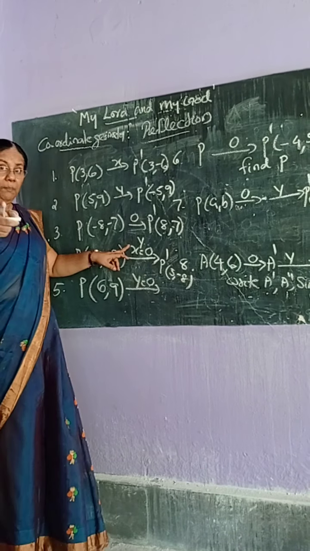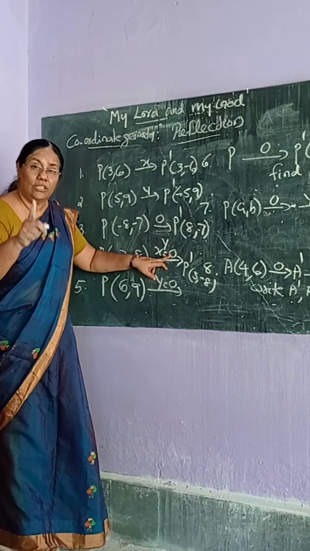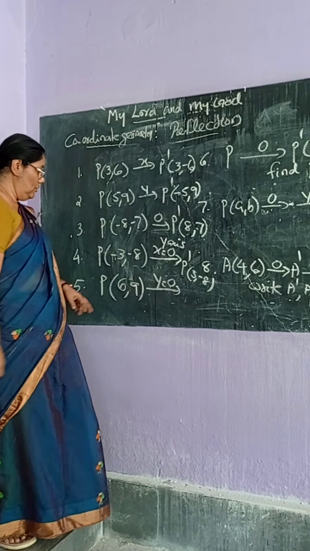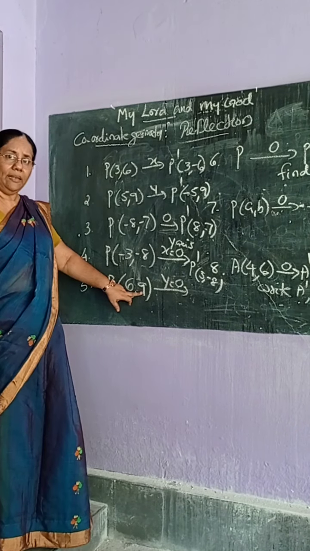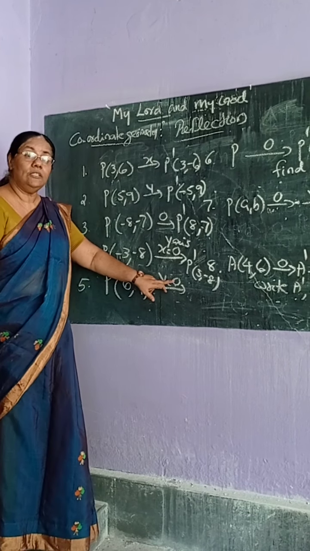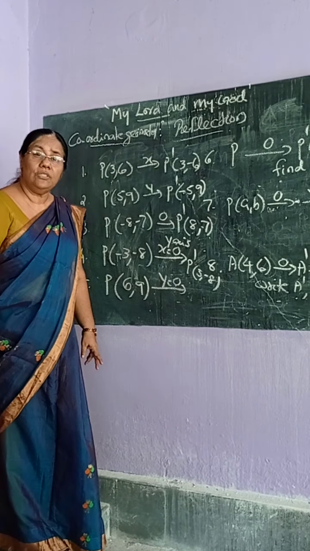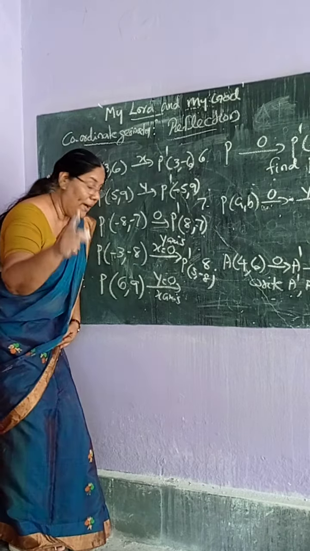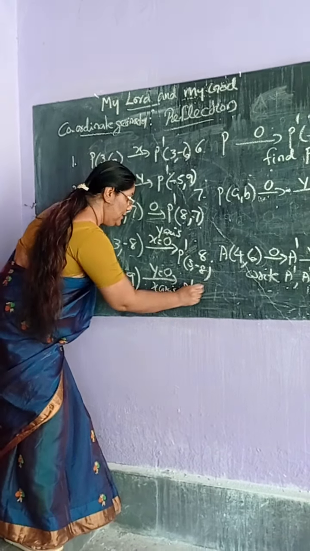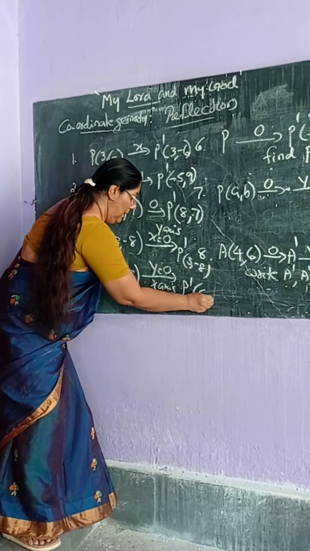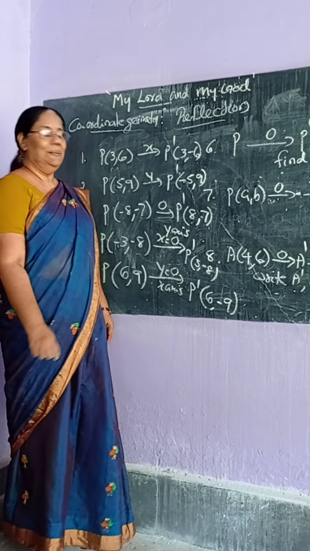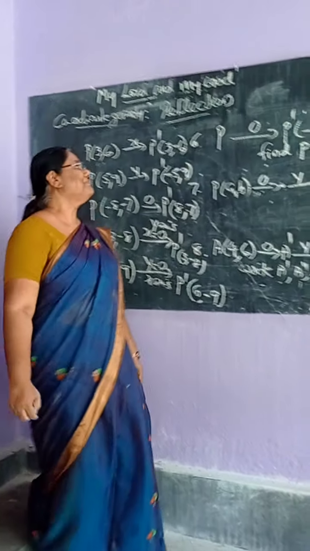Okay, very, very important. x equal to 0 means y-axis. Then, next one. P (6, 9), y equal to 0. Y equal to 0 is the equation of the x-axis. X-axis. That means the y coordinate changes. P dash is (6, -9). X-axis means y changes. Okay, 5 problems.